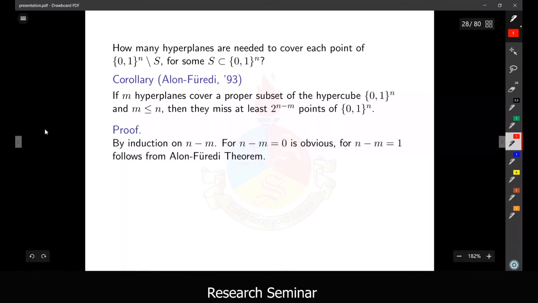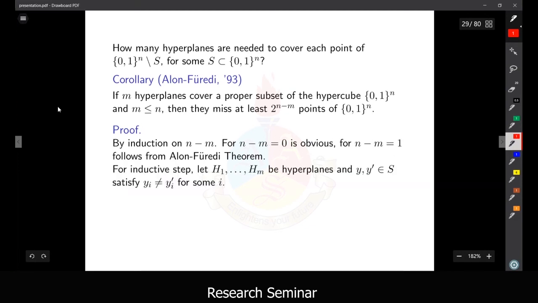And why is it so? We can prove this corollary by induction on the difference n minus m. If this difference is equal to zero, then it is obvious what we need to prove. If this difference is equal to 1, then it follows from the Alon-Füredi theorem. So let me state the inductive step. We use some number of hyperplanes, and we know that there are at least 2 points which are not covered. I denoted this set of points which are not covered by S. And those 2 points are different, so they differ at some coordinate, which I denoted by i.